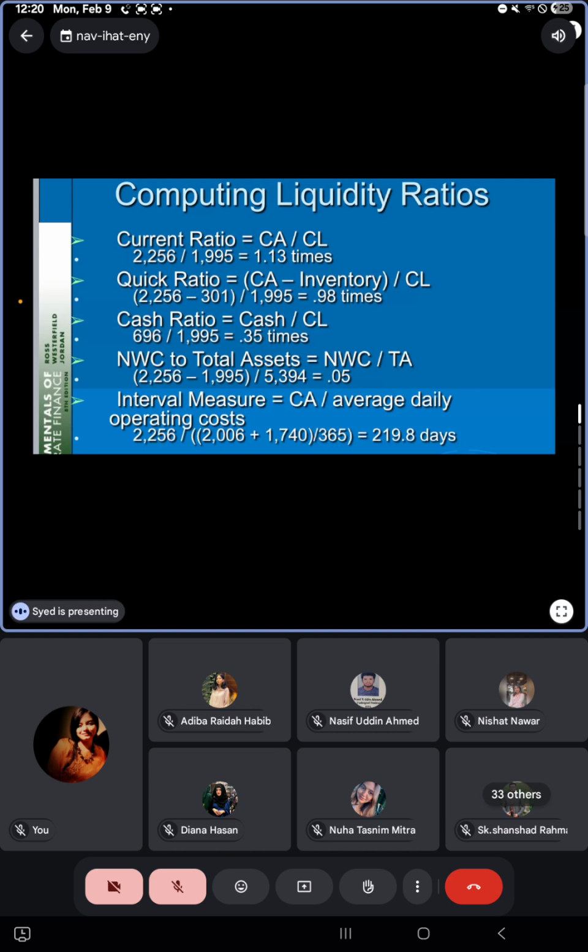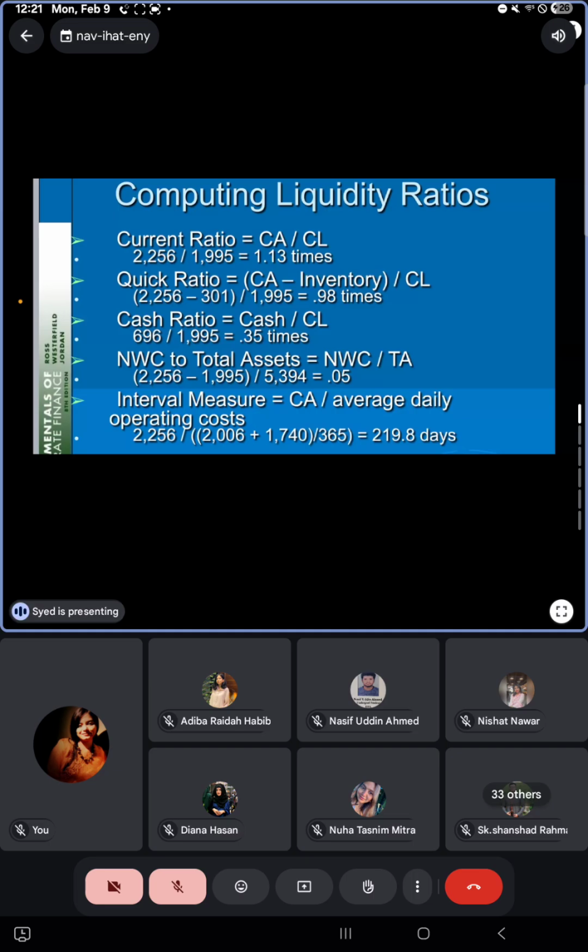Okay. So this is always measured in number of days. How many days you can operate without further current asset investment. So basically, the current asset you have now will be rolled over, and if you are not investing more in current assets, how many days you can operate is measured with the interval measure. Okay. To calculate the interval measure, we divide current assets by average daily operational cost.